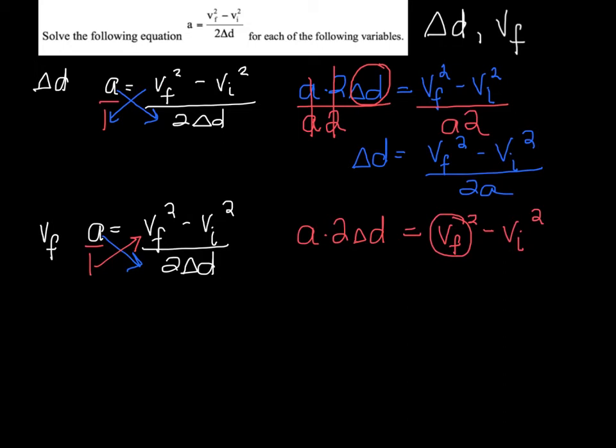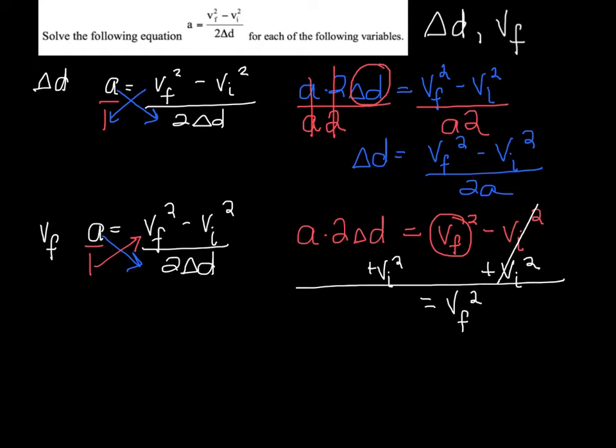I want v sub f, and I need to get rid of this term. The v sub f squared and the v sub i squared are connected by this subtraction. These are two separate terms, so I'm going to add v sub i squared to both sides of the equation. Now over here, the v sub i squared and the negative v sub i squared cancel to 0, so what I'm left with is v sub f squared.